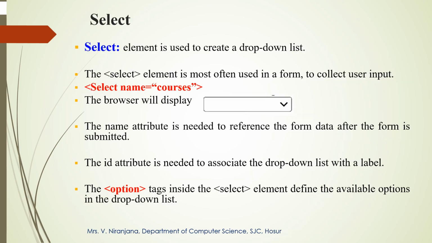The next thing is the select element. It just uses a drop down list. By clicking on it, you can select different options. You can give this select name equal to courses. For example, if you want to select different courses, you can give it in the select box, and when you click on it, you can select whatever course you need. The select contains the option tag inside. Each option will be enclosed inside this option tag.